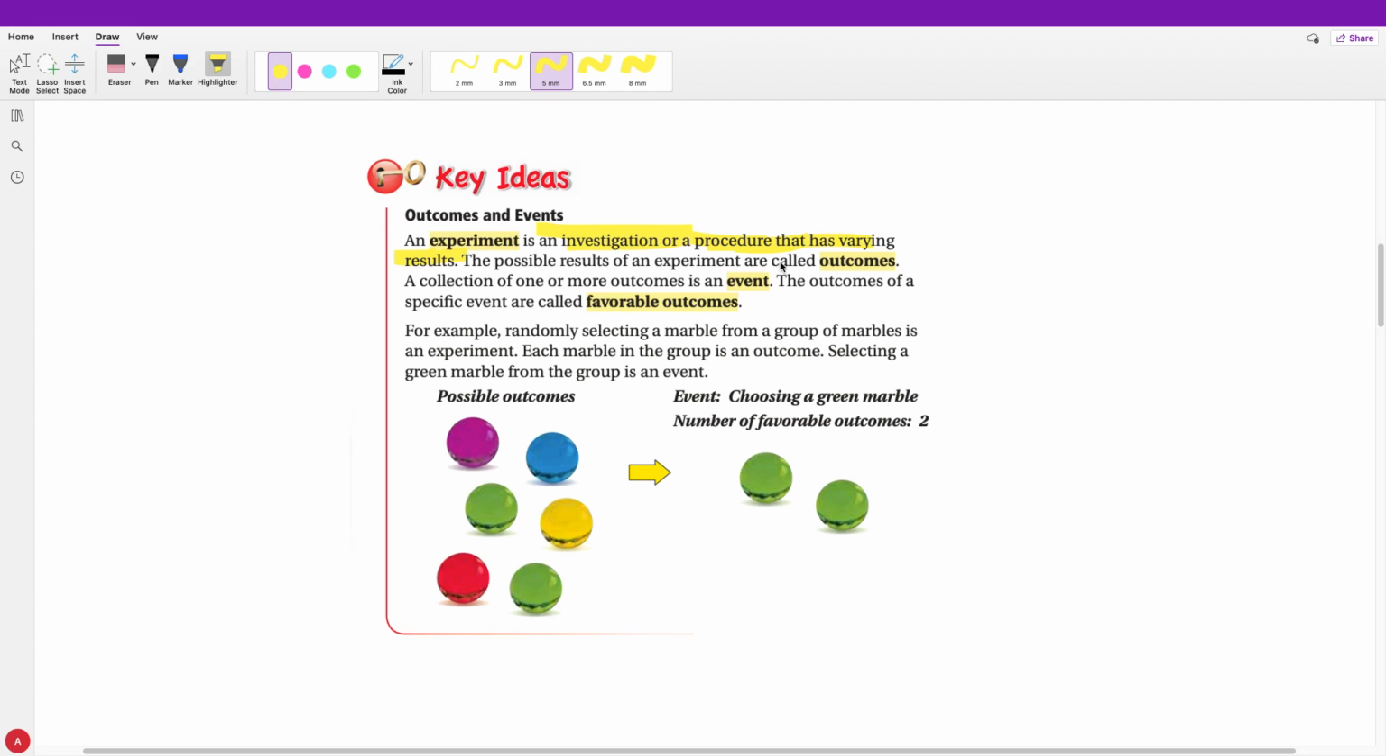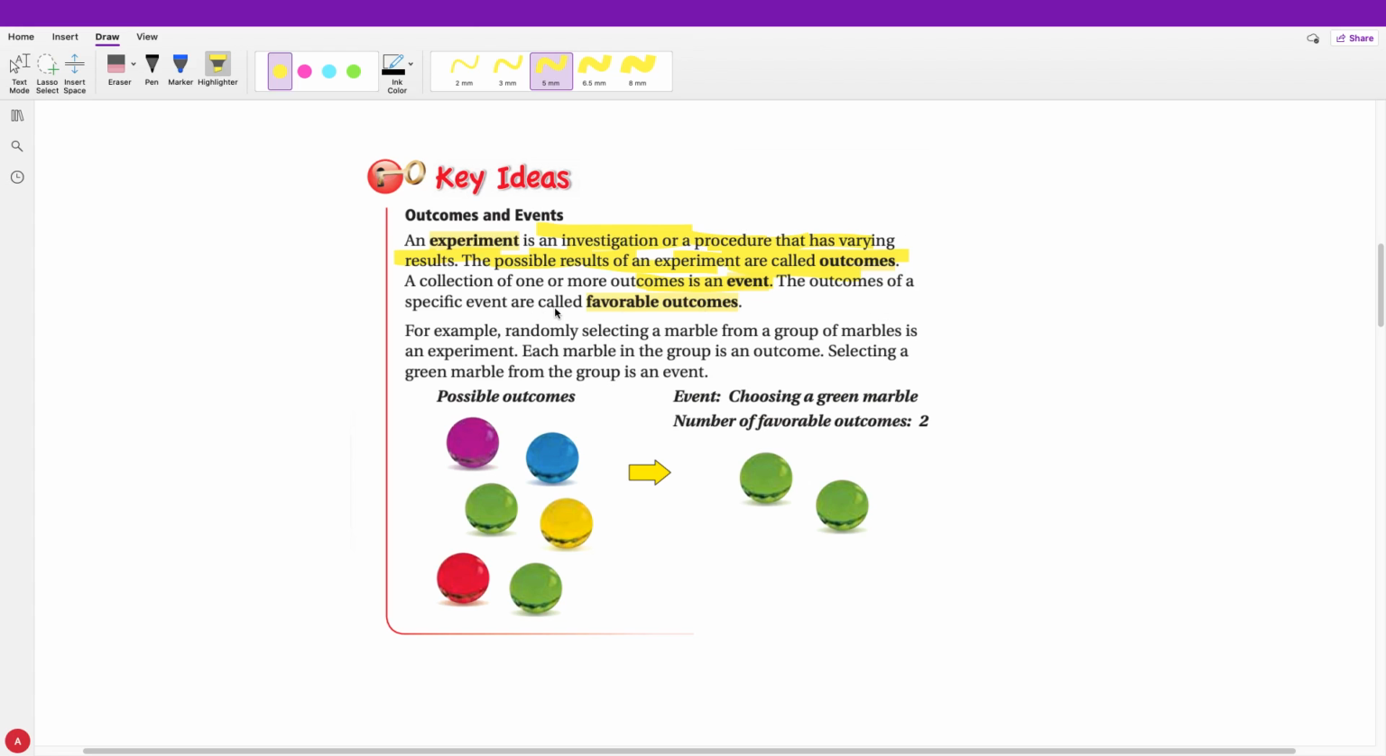The possible results of an experiment are called the outcomes. So back to the rolling of the die, we have six different outcomes that we can have. We have the 1, 2, 3, 4, 5, or 6. So those are all an outcome. And then a collection of one or more outcomes is an event. So in this case, if we are now just saying, okay, we're going to focus on just the number two, and that's the one that we're trying to talk about here, that would be our event. Our event is that number two occurred.